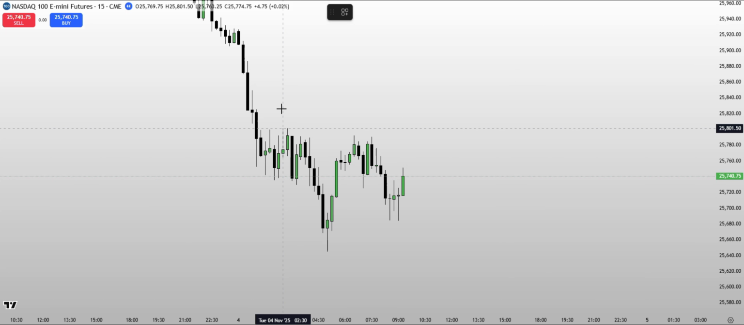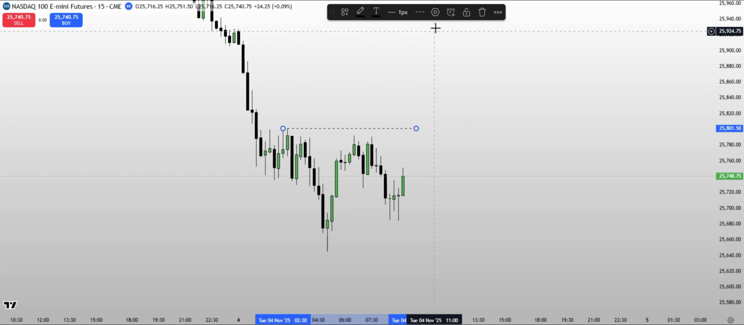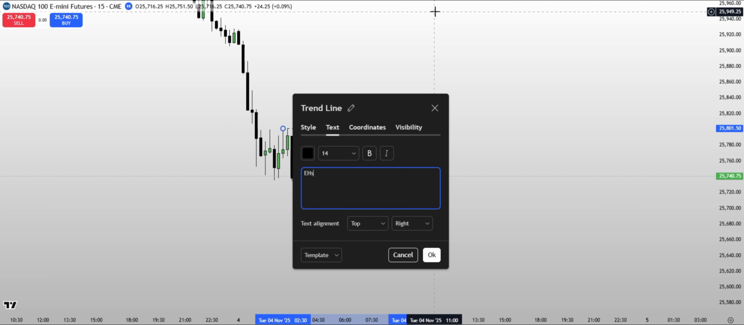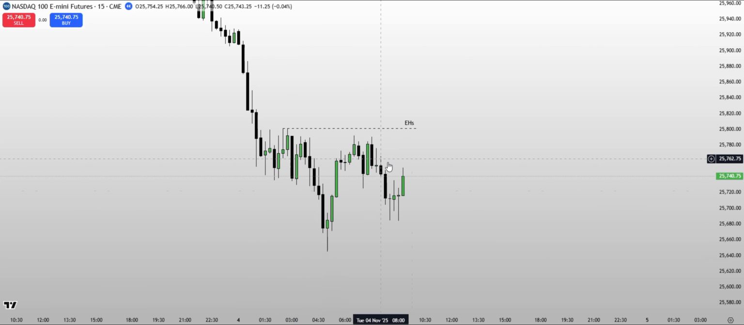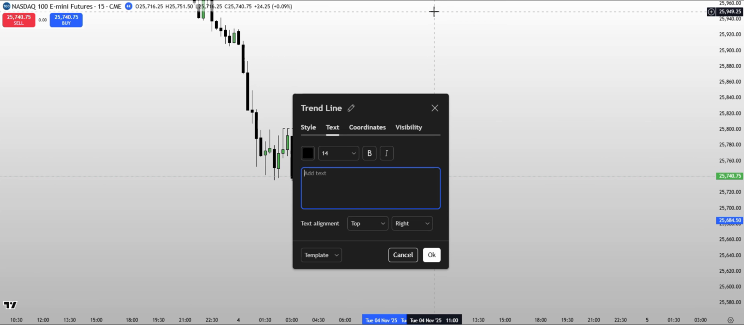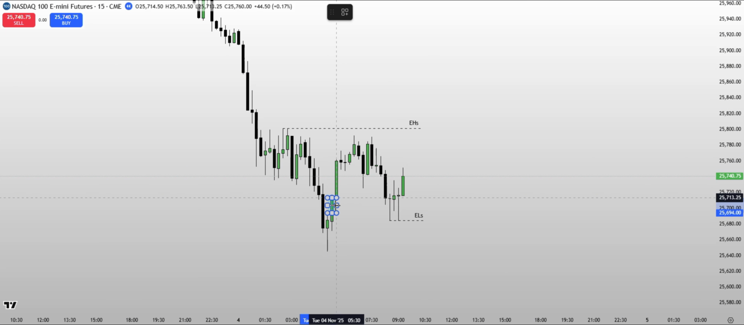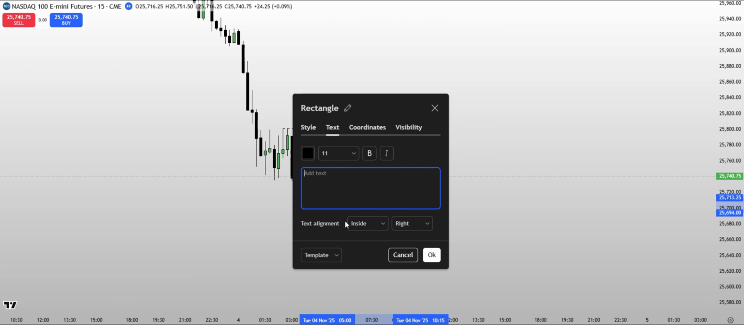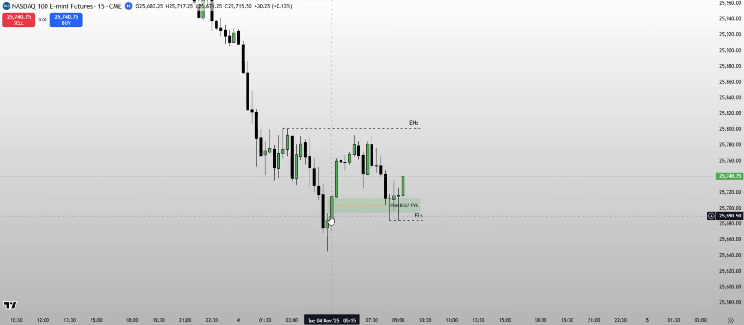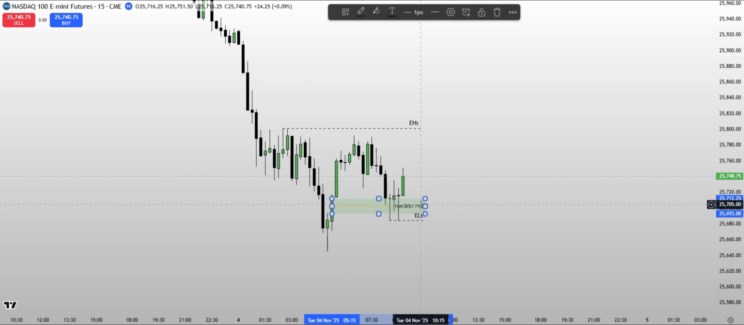We have, number one, as you can see, equal highs resting above right here. We have that range that formed. We have equal lows that formed right here. And we're delivering outside of this 15-minute bullish imbalance right here, as well as this 15-minute inverse gap right there. So we're delivering out of that.